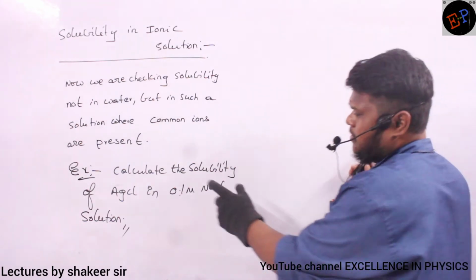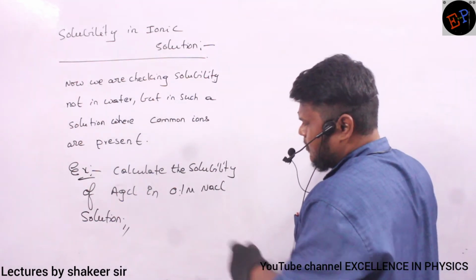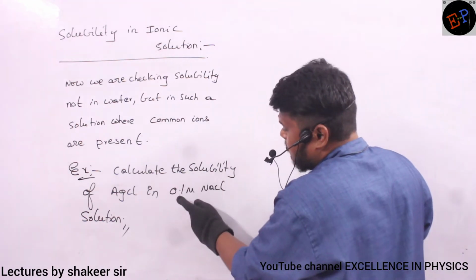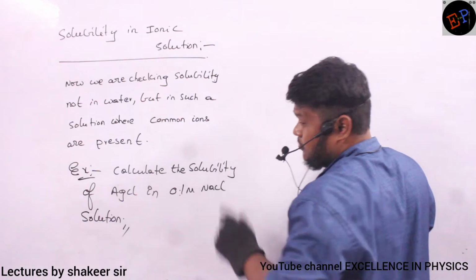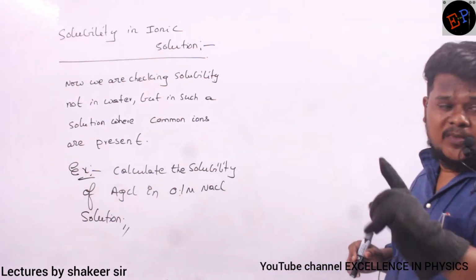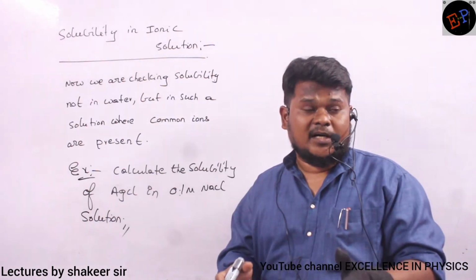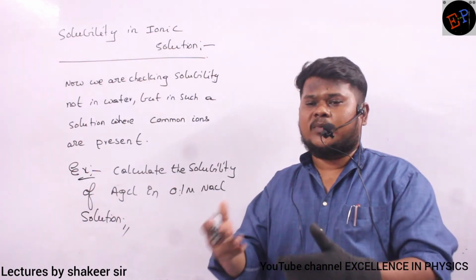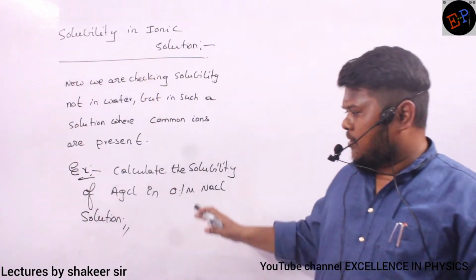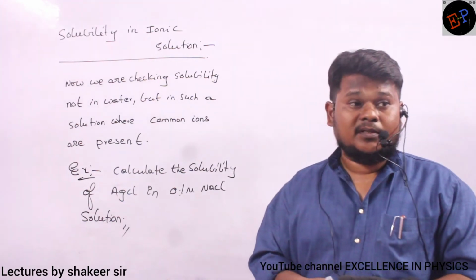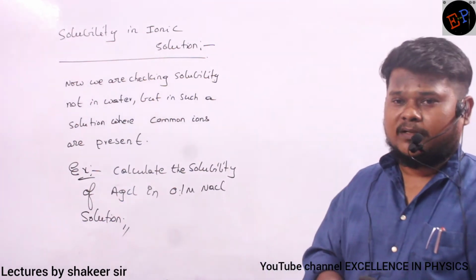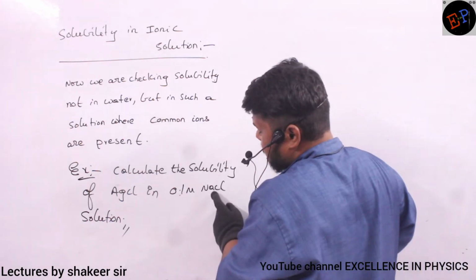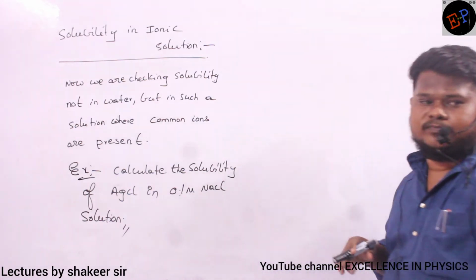Let us try to understand by taking this example. I want to check the solubility of AgCl salt in 0.1 molar NaCl solution. I am not checking solubility in water now. I am checking solubility in another solution where some common ions are already present. Can you say which is the common ion present? Cl minus is the common ion. In AgCl we have Cl minus, and in NaCl also we have the common ion. Are you able to understand?